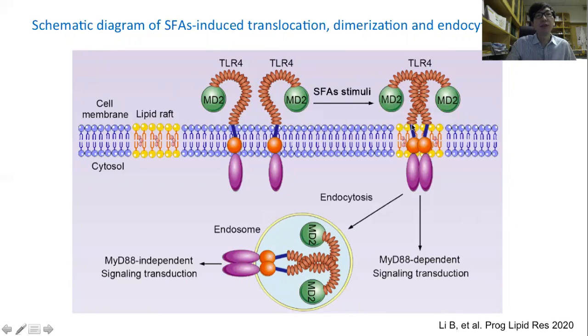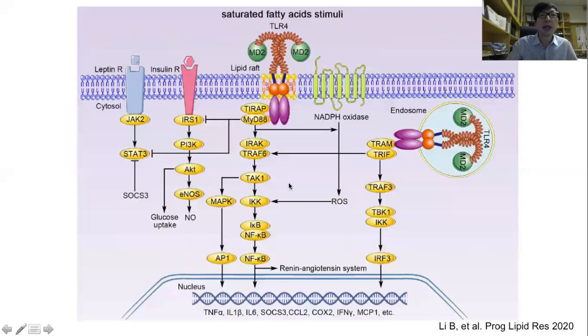This complex will then undergo dimerization into two TLR4-MD2 complexes that would then move intracellularly to undergo either a MYD88-dependent signal transduction pathway, or by endocytosis form an endosome to then promote MYD88-independent signal transduction mechanisms. This is a little bit complicated, a busy slide, but shown here are the two pathways that I talked about.